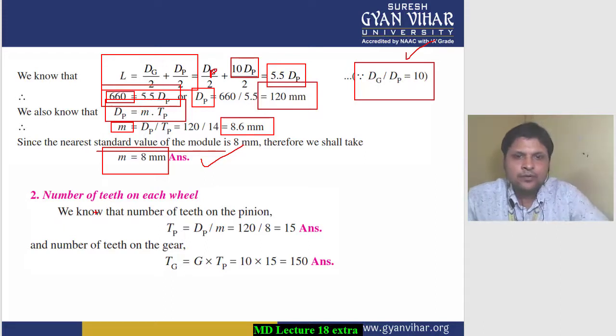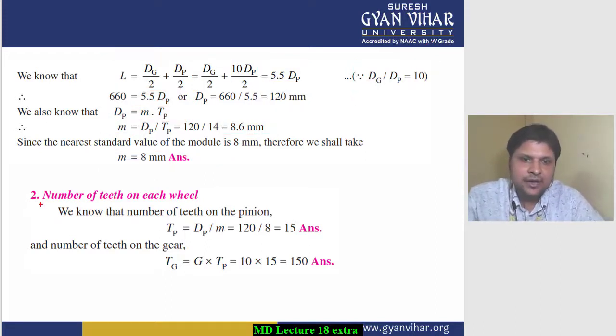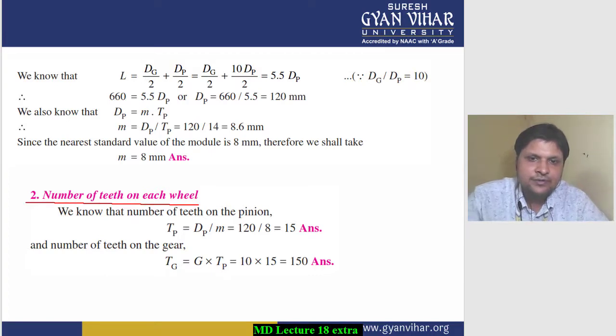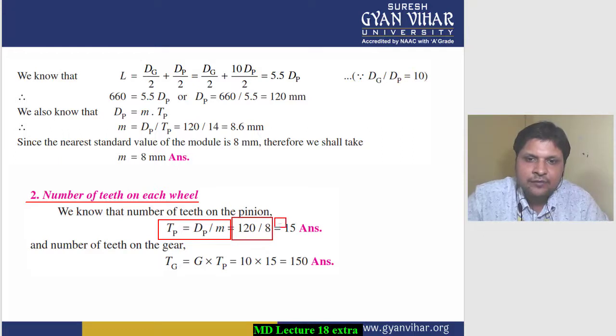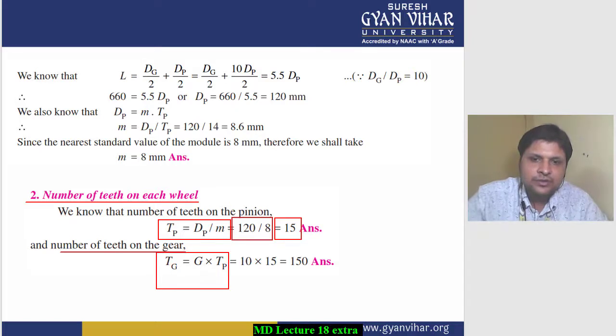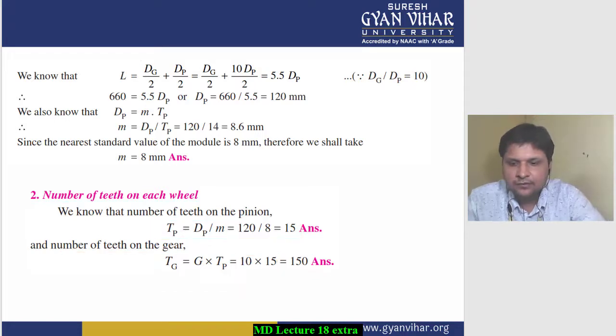Coming to step number 2, students, the second thing asked in the question is the number of teeth in each wheel. We know teeth can be calculated by the relation between diameter and module. We know m is equal to d by t, which means teeth is equal to d by m. So for the pinion it will be 15, and for the gear, TG is equal to G into TP. G is given as 10 and TP is 15. From this you can calculate the number of teeth on the gear.